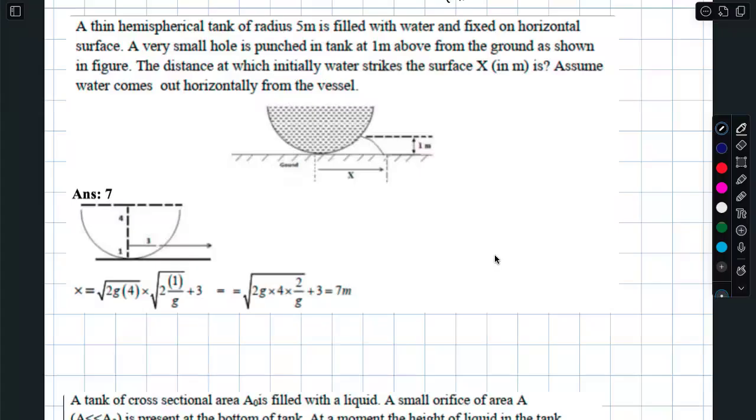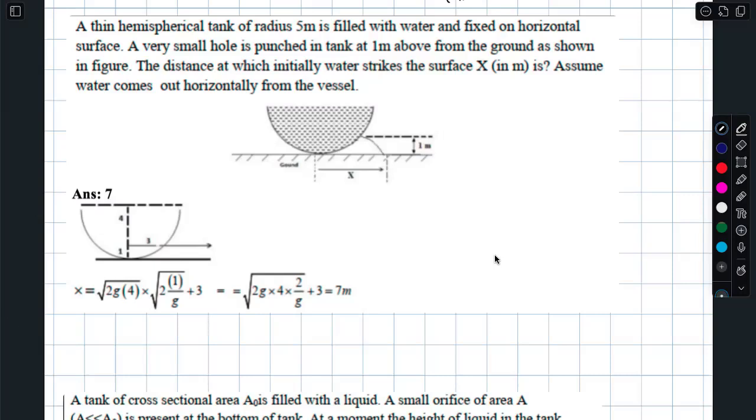A thin hemispherical tank of radius 5 meters is filled with water and fixed on a horizontal surface. Very small hole is punched in tank at 1 meter above from the ground as shown in the figure. The distance at which initially water strikes the surface X is. Assume water comes out horizontally from the vessel.